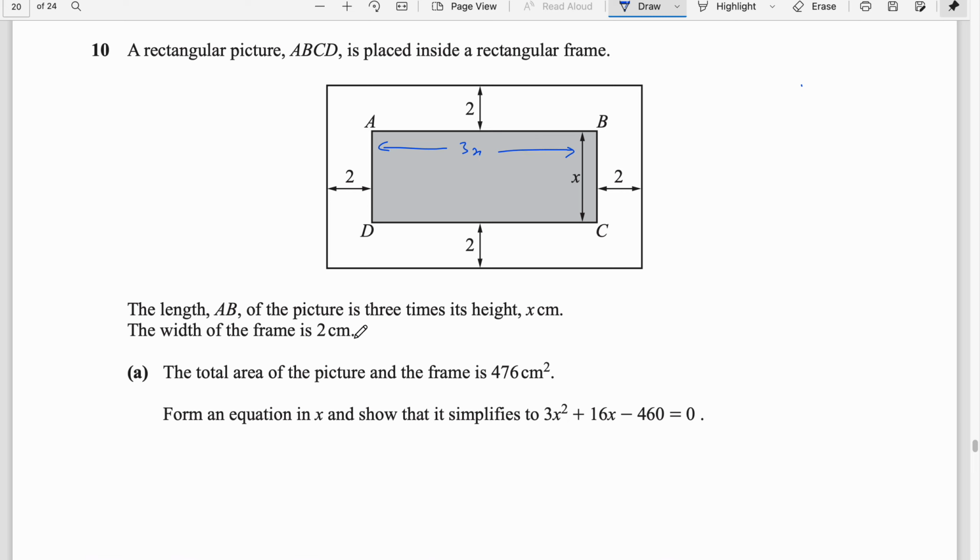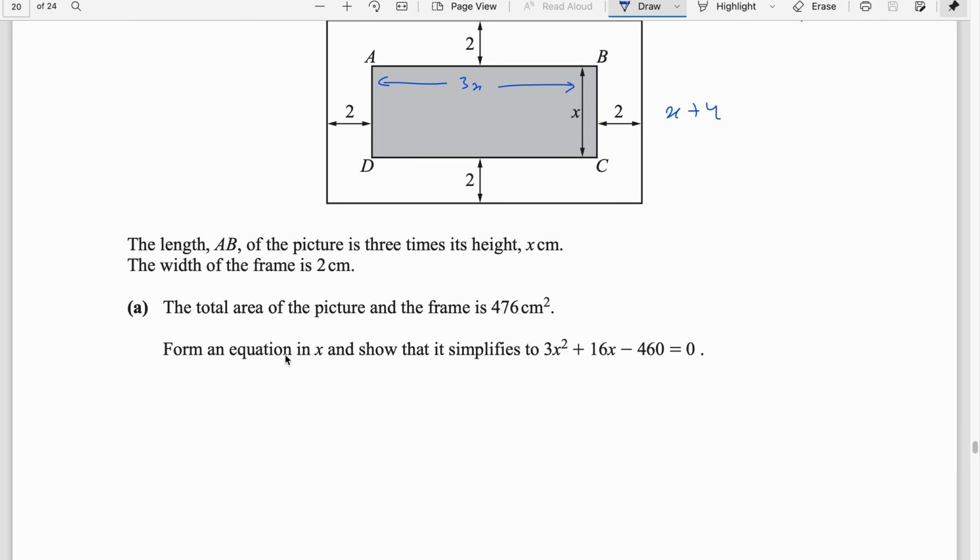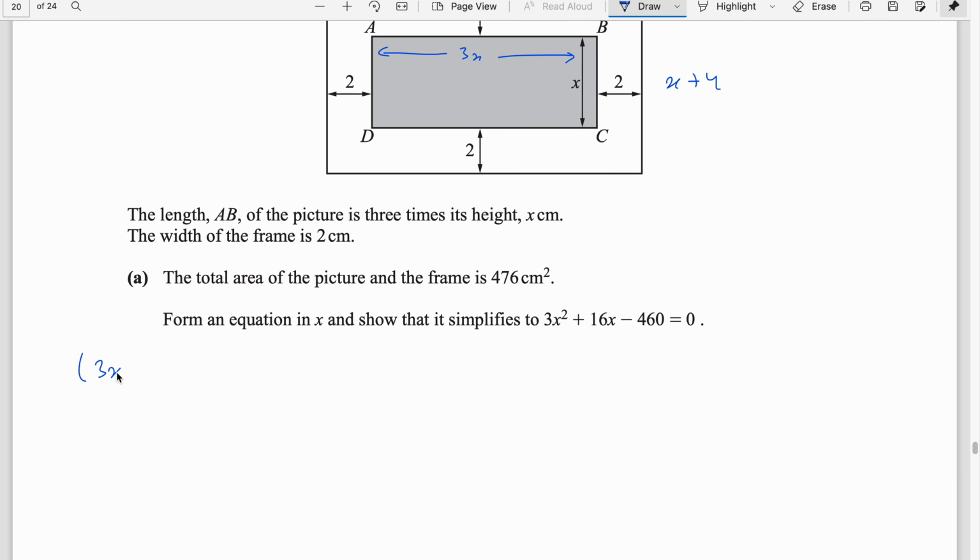The width of the frame is 2 centimeters. The total area of the picture is 476. Form an equation in x and show that it simplifies to this. So for the total area, this is 3x already, plus 2 plus 2, so 3x plus 4. This is x already, plus 2 plus 2 is x plus 4. So the total area should be (3x plus 4) into (x plus 4) equals 476.